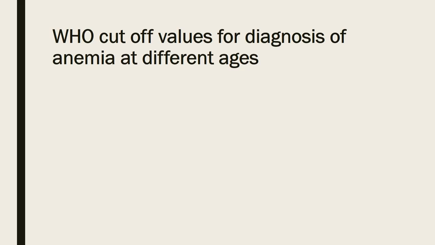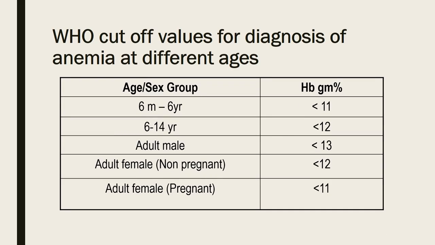WHO cutoff values for diagnosis of anemia at different ages are seen in this table. Between 6 months to 6 years, hemoglobin less than 11 gram percent we label as anemia. Between 6 years to 14 years of age, less than 12, and in adult male less than 13 gram percent, and in adult female if not pregnant then less than 12, if pregnant then less than 11 gram percent hemoglobin we label as anemia.